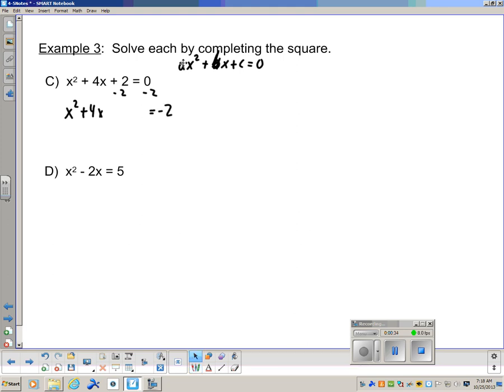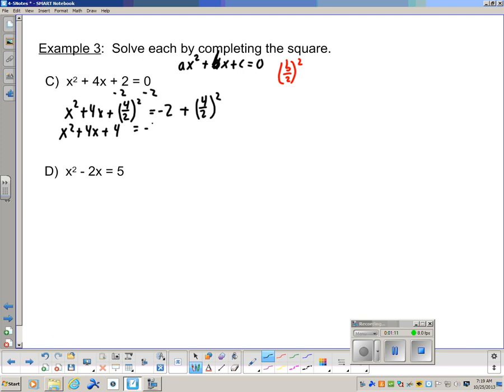The next step, so get your constant on one side, and then if it's already there you don't have to do that step. The next step is to take b divided by 2, square it, and add to both sides. My b value is this middle term, this 4. So I take 4, divide it by 2 and square it: 4 divided by 2 is 2, and squared I get 4. So really I'm adding 4 to both sides.